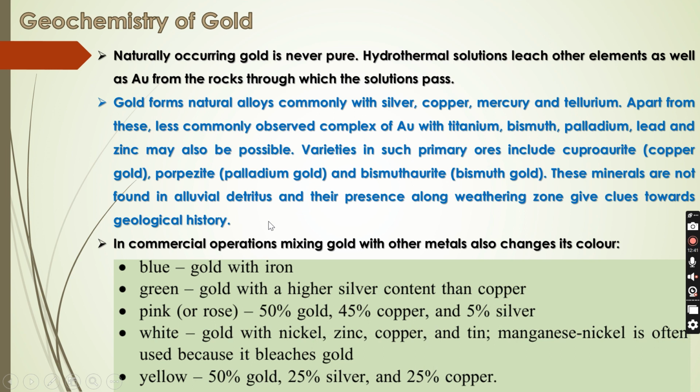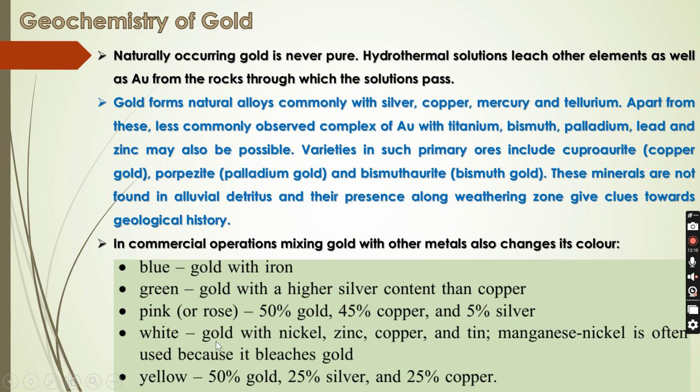More importantly, further, one thing we must understand: impurity with gold. When gold is mixed in the lab and examined, when gold is associated with iron, the blend gives blue color. Gold with higher silver content than copper gives green, then pink or rosy color when 50% gold, 45% copper and 5% silver is mixed.